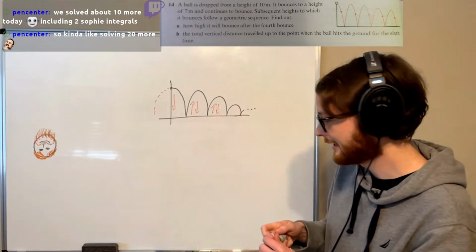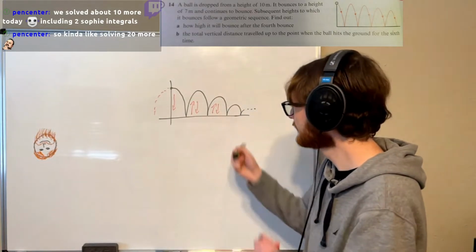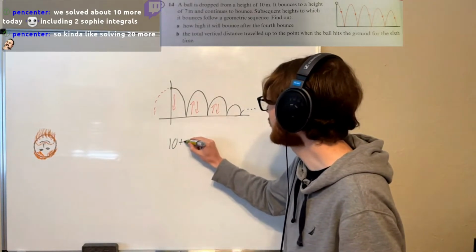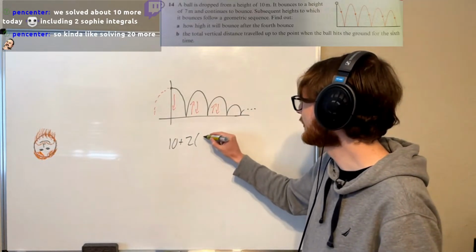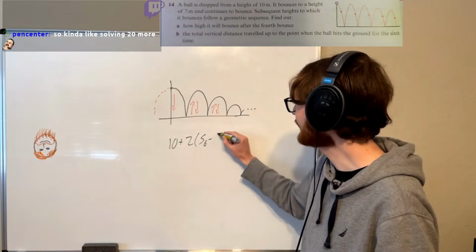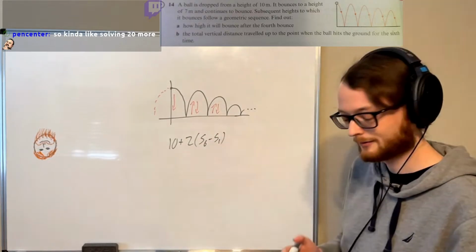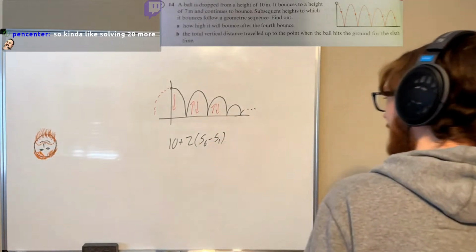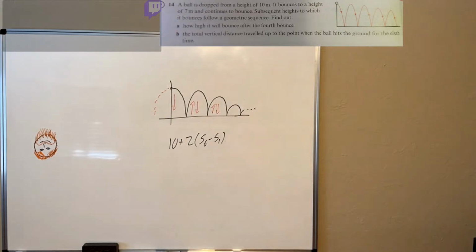I might say just 10 plus 2 times, how do you usually abbreviate it, like S6 minus S1 or something like that? Like for the sum up to 6, or sum between 1, I think you know what I mean. I'm not getting the indices right.